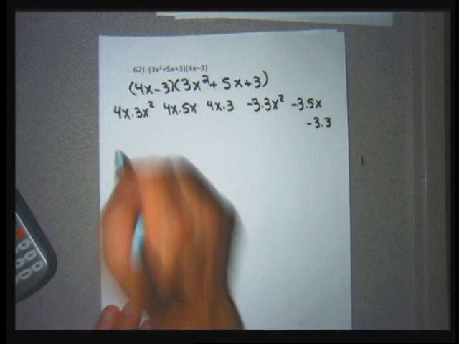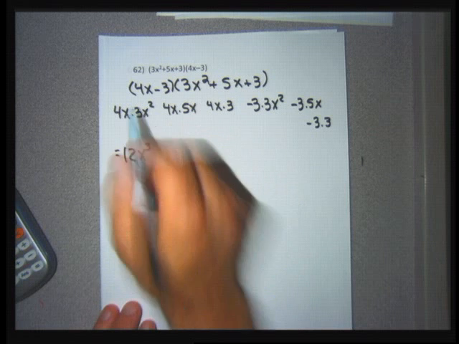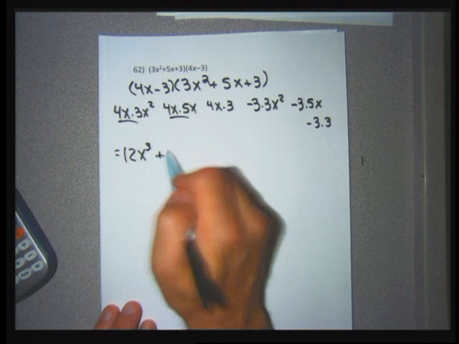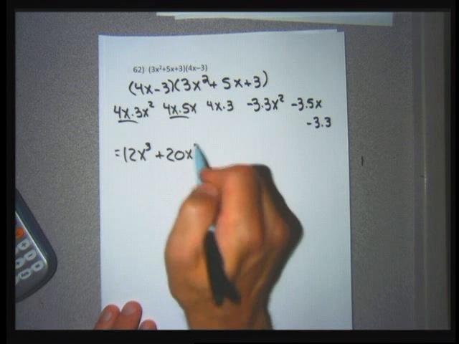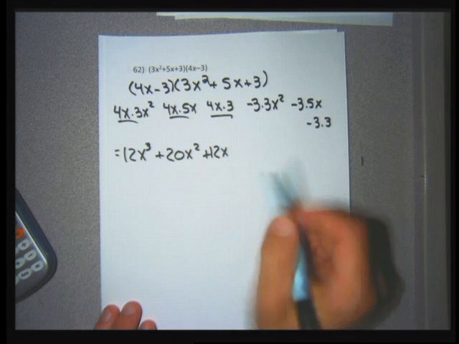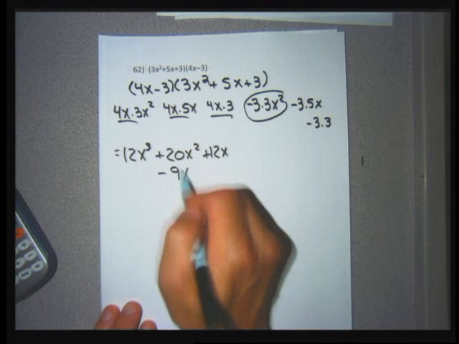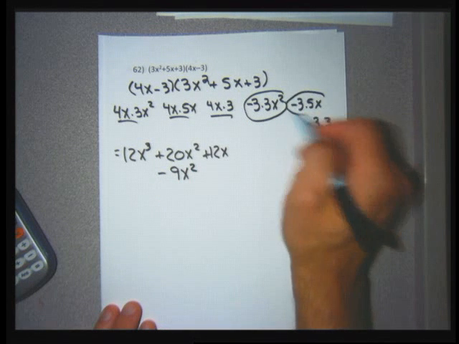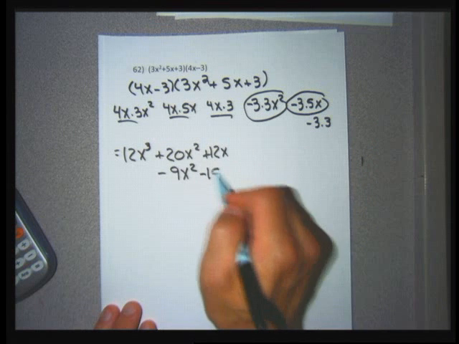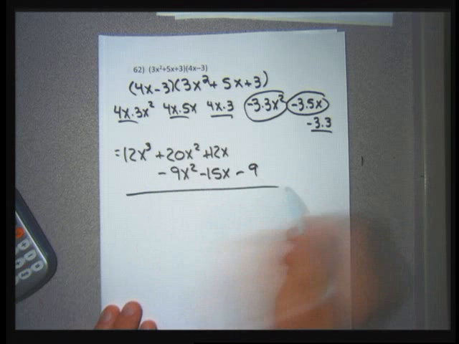First multiplication, I get a 12x cubed. Second multiplication, positive 20x squared. Third multiplication, plus 12x. Fourth multiplication, minus 9x squared. Fifth multiplication, minus 15x. Last multiplication, minus 9.